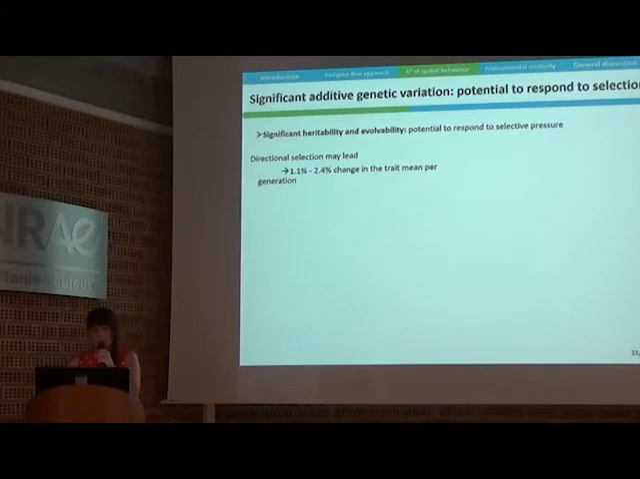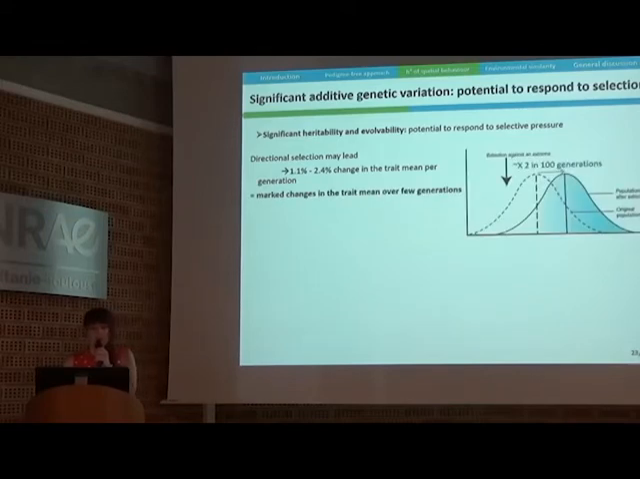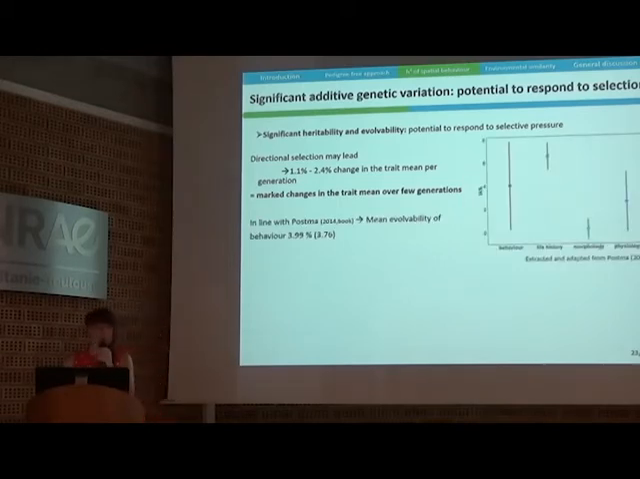So for example, if we take this distance to road, it means that if the selection is constant, we can double the trait mean in 100 generations. So it can lead to marked changes in the trait in a few generations, and it can appear quite huge, but it's what we found in the literature. So in the literature, it is said that behavior has an evolvability of nearly 4%. As you can see on this graph, you have the evolvability of behavior, and you can see that it has a wide range that encompasses all the other fitness-related trait evolvability.